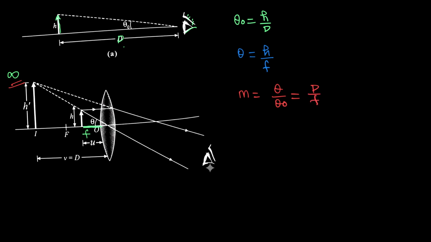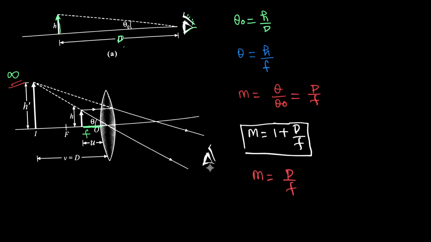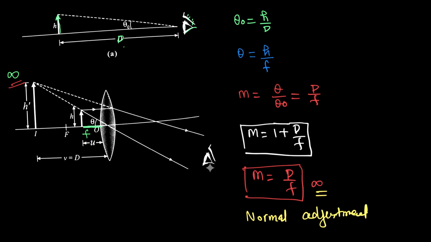So we got two formulas for magnification. One, m is equal to 1 plus d by f. This is the formula when the image is forming at distance d. And we got another formula, m is equal to d by f. This is the formula when the image is forming at infinity. We also say this is normal adjustment. Normal adjustment means the image is forming at infinity.